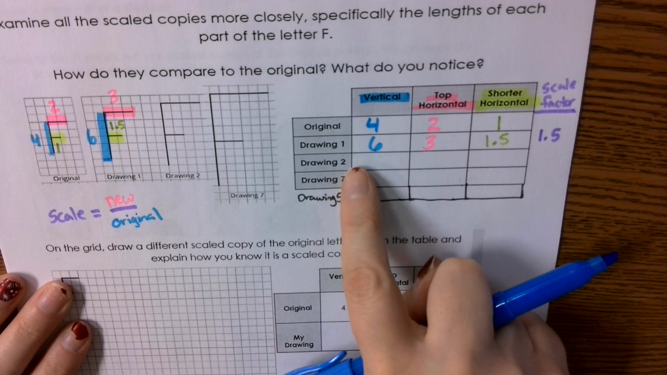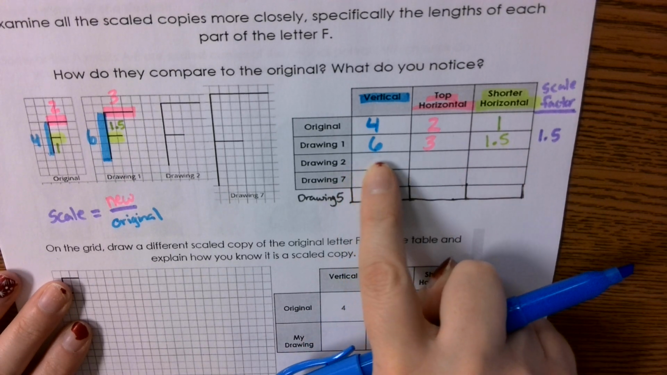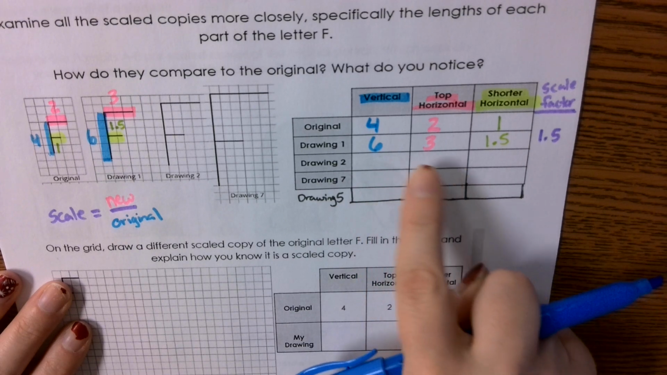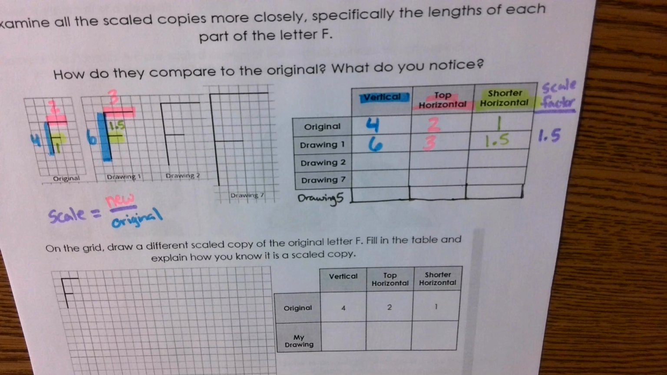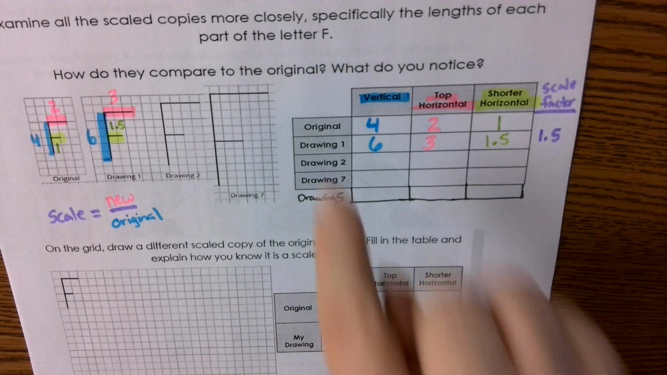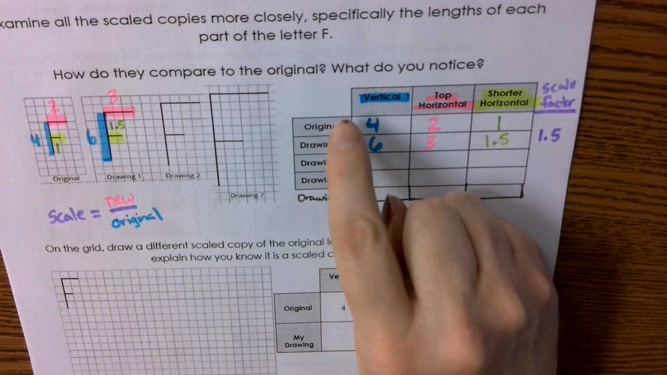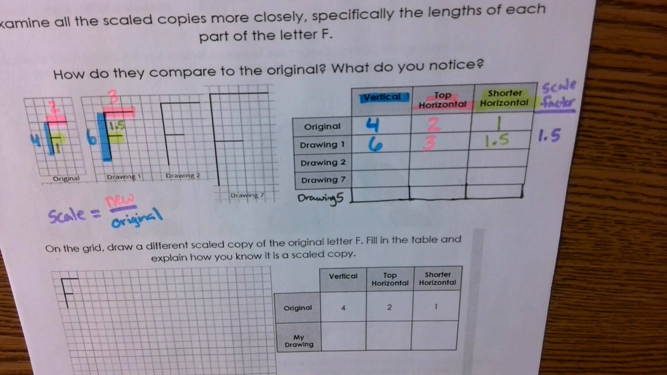Okay, I want you guys to go ahead and do that for drawing 2 and drawing 7. You're going to tell me what each of the measurements are, and then you're going to tell me what the scale factor was to go from your original to your drawing.